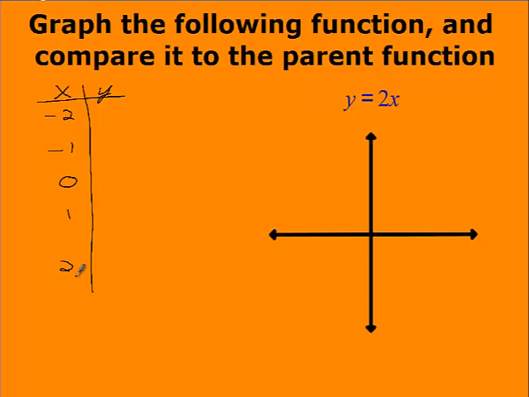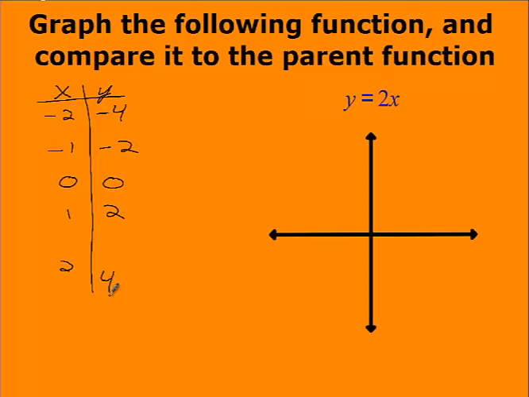All right, so plug in the x value. So plug in a -2 for x. What do you get? Negative what? -4. 2 times -1 is -2. Plug in a 0. Plug in a 2. What do you get? Okay, so how is this like the parent function?